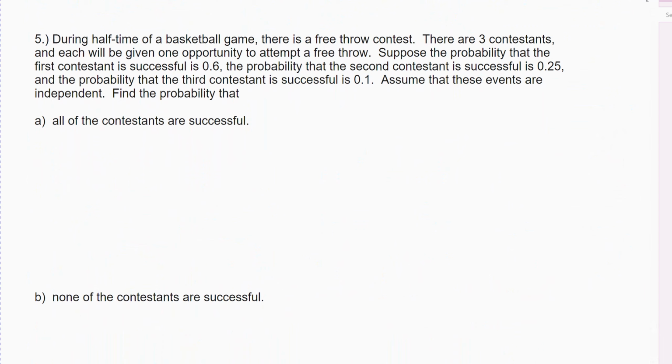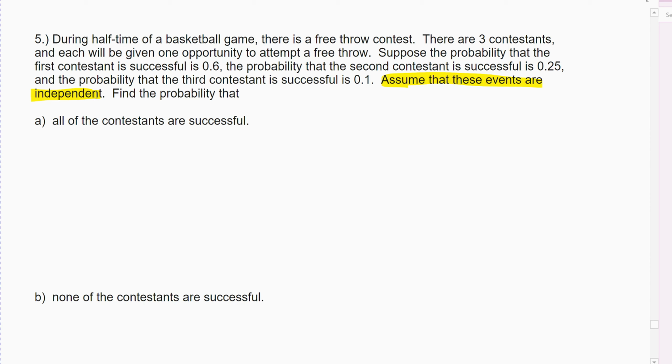All right, so halftime at a basketball game, there's a free throw shooting contest. We have three contestants. Each will be given the opportunity to attempt a free throw. Suppose the probability of the first contestant being successful... So usually when you do these sort of contests, you get to practice. And so suppose based on their practice numbers, they did statistics on their practicing. And so the first guy had about a 0.6 chance of making the free throw. The second guy only had a 0.25 chance. And the third guy wasn't very good at shooting free throws. They only have a 0.1 chance, 10% chance.